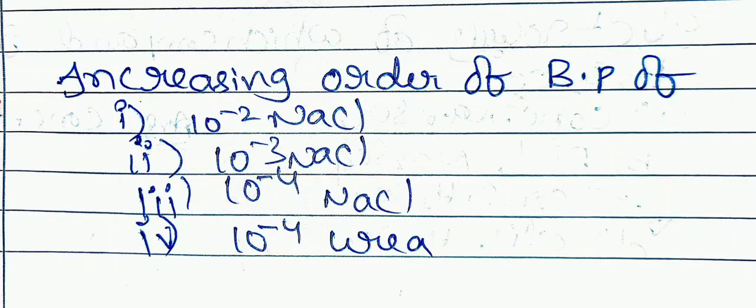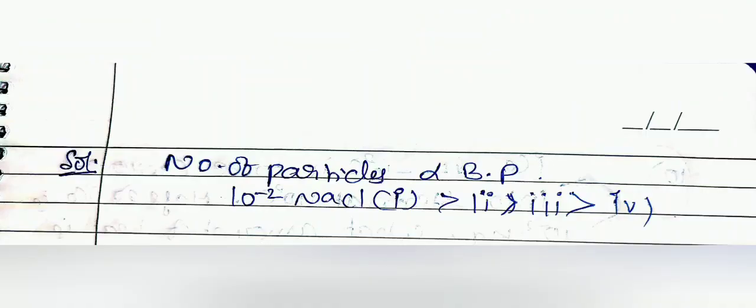Question from colligative properties. They are asking about the increasing order of boiling point, and they have mentioned the concentrations of NaCl and urea. We know already the number of particles is directly proportional to the boiling point. So here the order is 1 greater than 2 greater than 3 greater than 4.